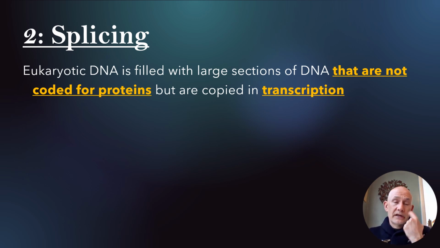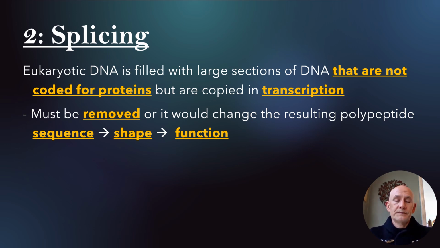So getting rid of the introns. The introns are in the DNA. The exons are in the DNA. They are copied into the mRNA. So we still call them introns and exons, but they are in both places. We need to get rid of those introns because if you leave those in there, you get a whole series of extra amino acids, which will then change the primary structure, the secondary structure, the tertiary structure, and then you'll have the wrong shape, wrong function.